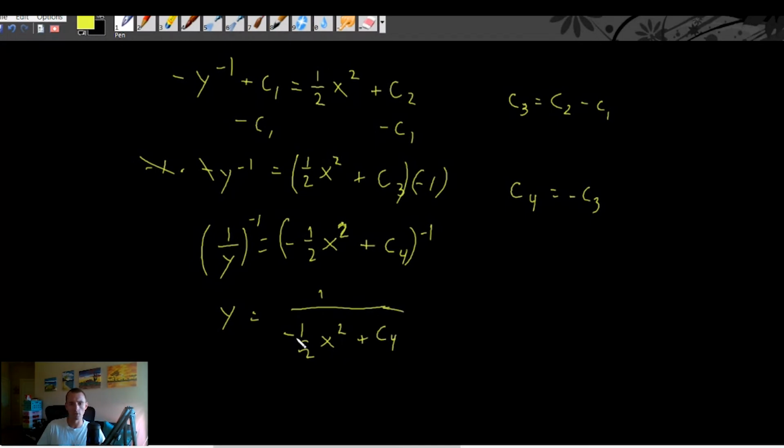Okay, so now this is a perfectly good place to say that we've reached our solution. If we had an initial condition, we would have to figure out what this C4 is here. But in this case, we don't have an initial condition, so we really don't have to worry about it. So this would be our final answer.